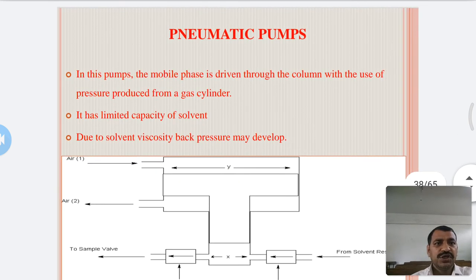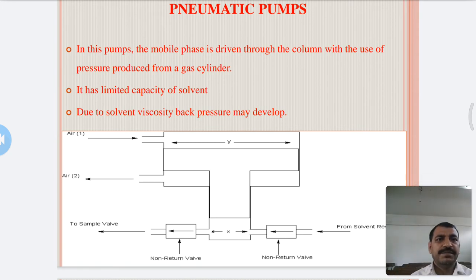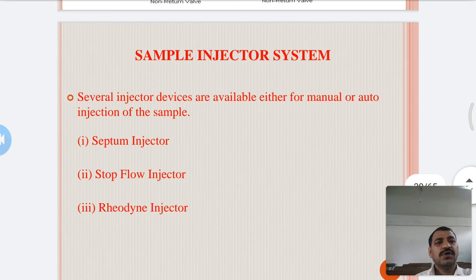So next is the pneumatic type pump. Here is the diagrammatic representation of the pneumatic type pump. In this, there are non-return valves in between. In this pump, the mobile phase is driven through the column with the pressure produced from a gas cylinder. Okay, and it has limited solvent capacity, and due to solvent viscosity, back pressure may develop. Okay, and this maintains a constant flow rate of the solvent in our mobile phase.